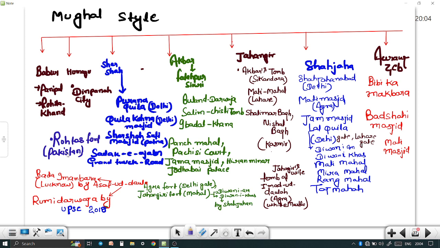Important buildings inside the city of Fatehpur Sikri: Buland Darwaza, built in 1578 to commemorate Akbar's victory over Gujarat, is the highest gateway in the world. This has been an important question of 2018 also. Salim Chishti's tomb is the only building at Fatehpur Sikri built of white marble. Other buildings include Panch Mahal, Pachisi Court for playing chess, Jama Masjid, Hiran Minar, Jodha Bai's Palace. These all are the work of Akbar.